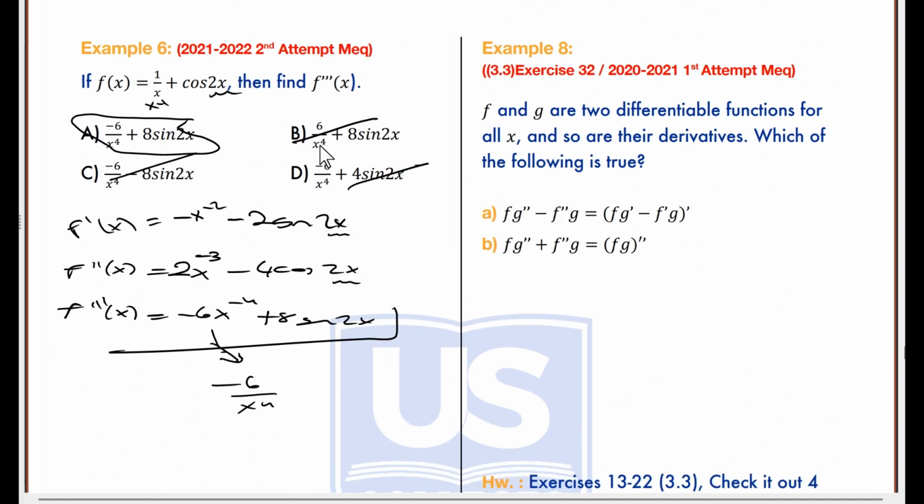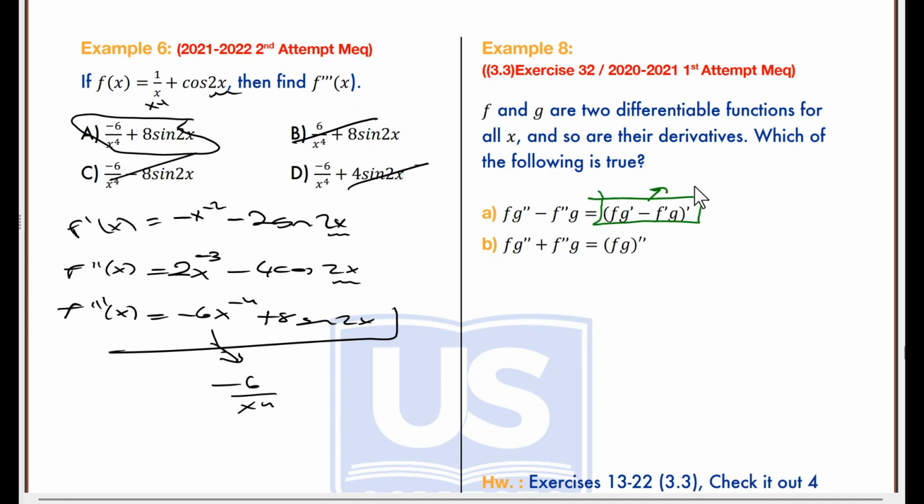All right, last question about higher degree derivatives. An exercise question, and it came in Vezari. Which of the following is true? Okay, f g double prime minus f double prime g is equal to this. So in order to identify which one is true, we should solve the right parts. So we should solve the parentheses. See if it's equivalent to the left side.